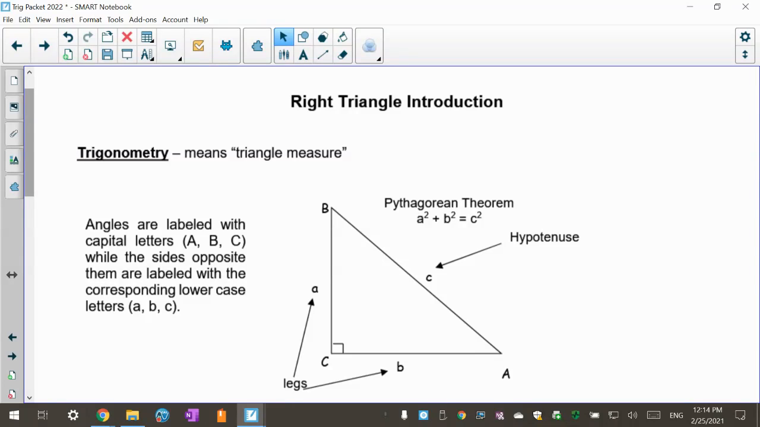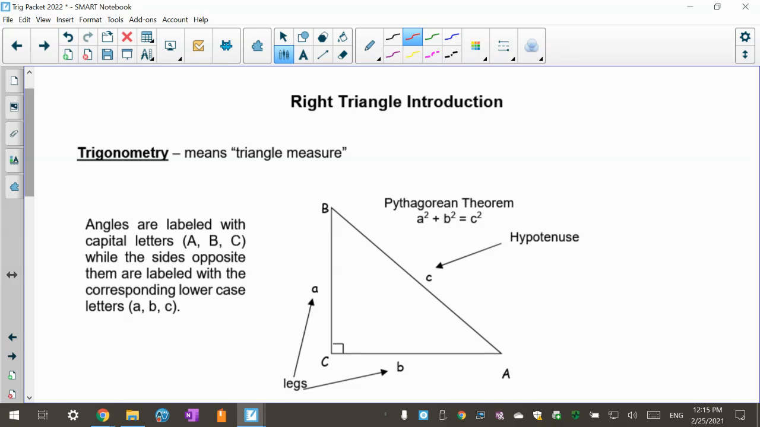Okay, welcome to the first day of trigonometry. I wanted to start out with a basic introduction. You don't have this in your packet, but I wanted to help you with the basics so that we make sure that we were all kind of on the same page. So here we have a right triangle introduction, and it says trigonometry means triangle measure.